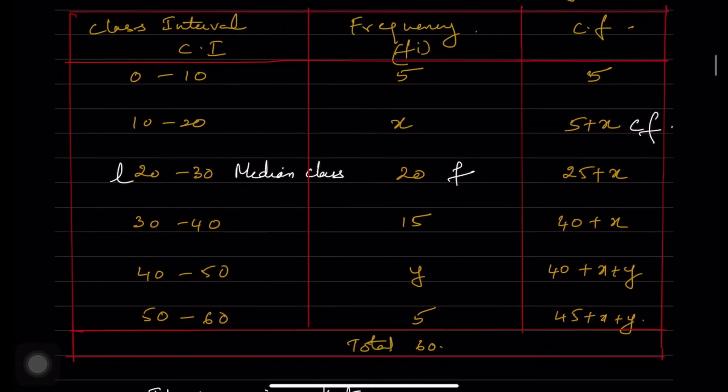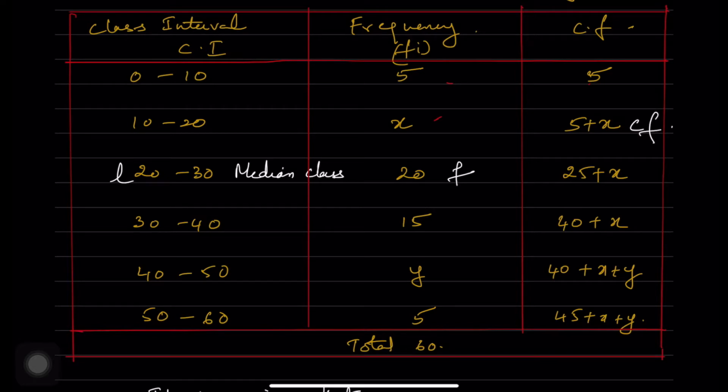So the class intervals are 0 to 10, 10 to 20, 20 to 30, 30 to 40, 40 to 50, 50 to 60. Then the frequencies are 5, x, 20, 15, y, 5. Now how do we find out the cumulative frequency? First we take 5, then 5 plus x, you're writing it as it is because you don't know what x is. Then 5 plus 20 is 25 plus x, 25 plus 15 is 40 plus x, 40 plus x plus y gives you this value, then 45 plus x plus y.